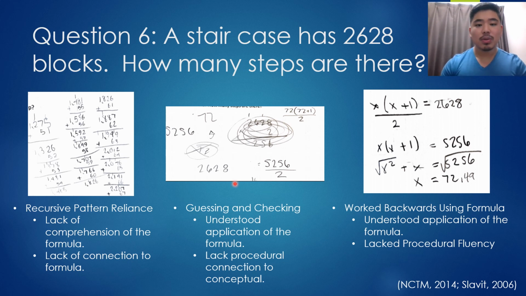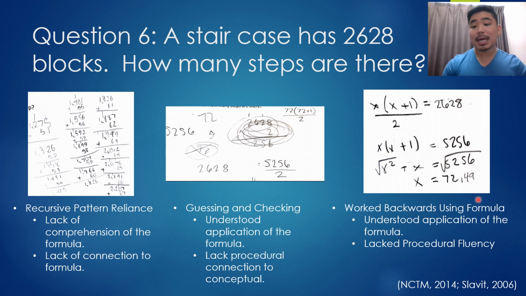Now, this particular student recognized that the formula could be used to help them. And so what they did instead was they guessed different terms, such as the 55th term, the 60th term, the 65th term, and plugged it into the formula to see which one would get 2,628 by guessing and checking. And they eventually got the correct answer of the 72nd term of the sequence. So they understood the application of the formula, but they lacked the procedural connection to how to use the formula in a manner that was beneficial in problem solving, because they continued to try and guess and check instead of working it as the converse.